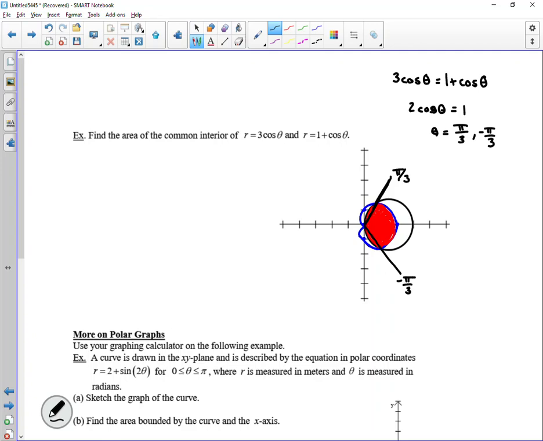Could we calculate the entire cardioid and then subtract the pi over 3 to 5 pi over 3 part? Yeah, but that's extra work. I think we just set up in those. It's simpler to think about though. Well, you do you.